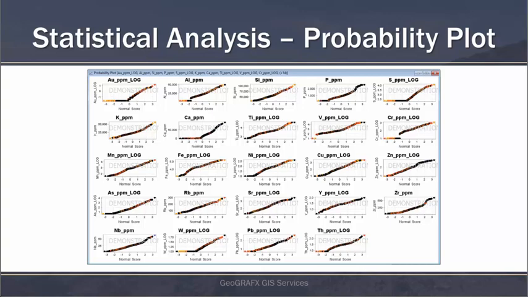If there are bends or breaks in the line, then it gives me an idea there may be several populations present. Flatline tails on the left side show me the number of samples at or below detection limit, and scatter at the top of the right tail may indicate an additional population possibly related to mineralization.